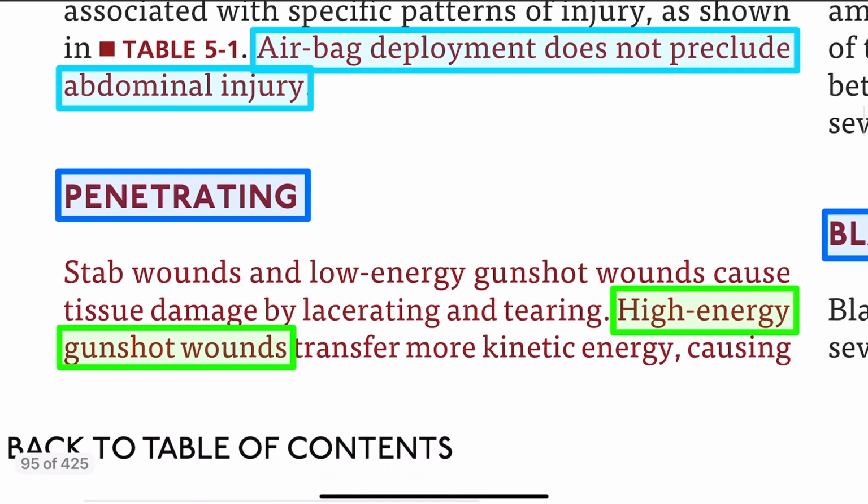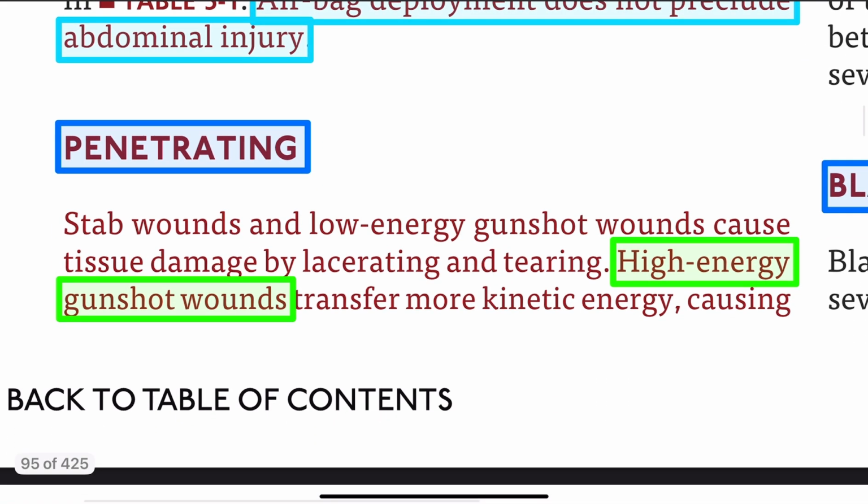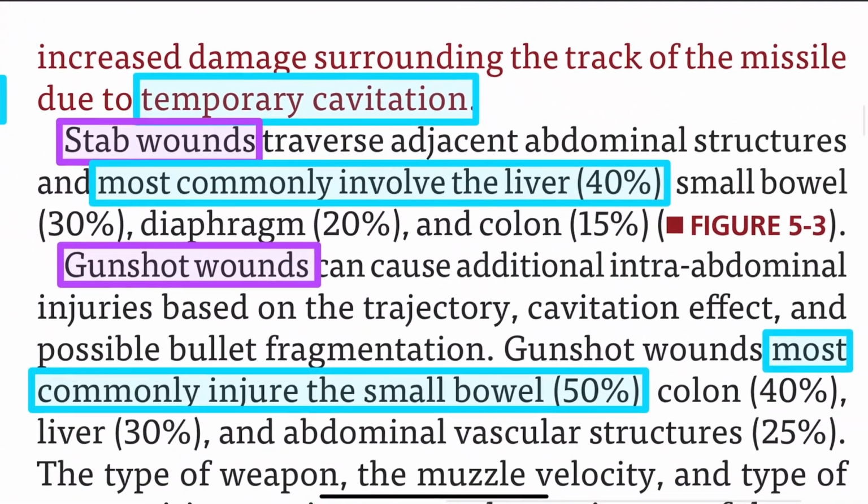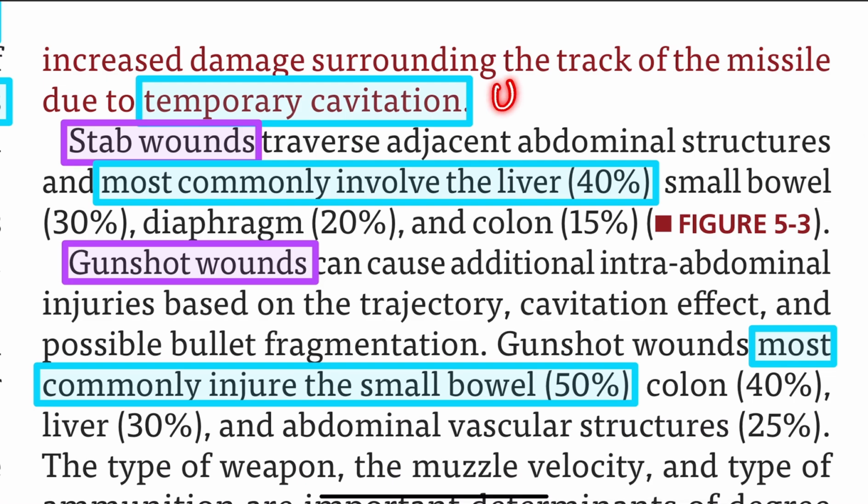Okay, now come to penetrating injury. Stab wounds and low energy gunshot wounds cause tissue damage by laceration and tearing, but high energy gunshot wounds cause temporary cavitation. This is asked: which type of injury causes temporary cavitation? It's high energy. Okay, remember that.